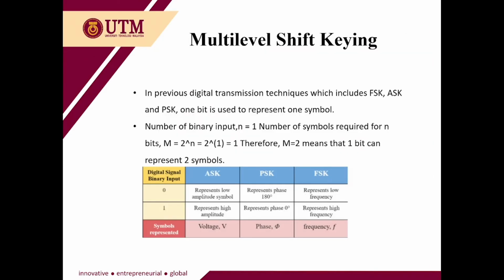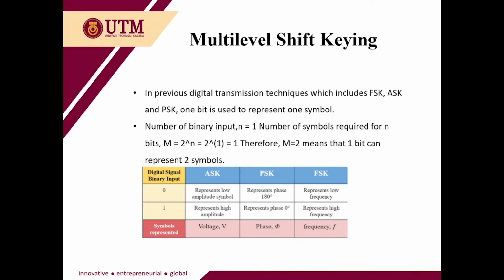Next, we'll be looking into multi-level shift keying. In previous digital transmission techniques, which include FSK, ASK, and PSK, only one bit is used to represent one symbol, while multi-level shift keying uses more than one bit that can be represented by symbols. Number of binary input n equal to 1, number of symbols required for n bits is M equal to 2 to the power of n, equal to 2 to the power of 1, which is 2. Therefore, M equal to 2 means that one bit can be represented by 2 symbols.